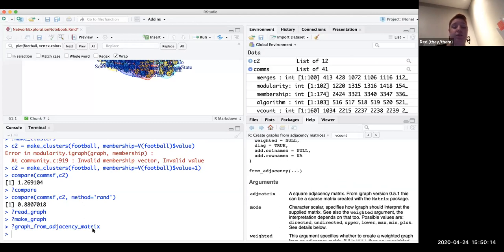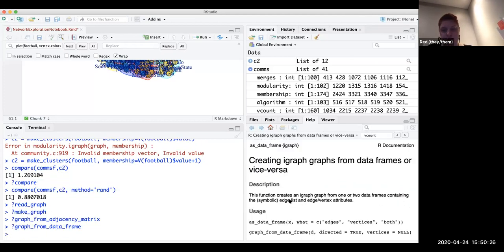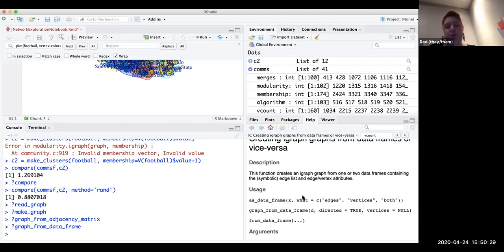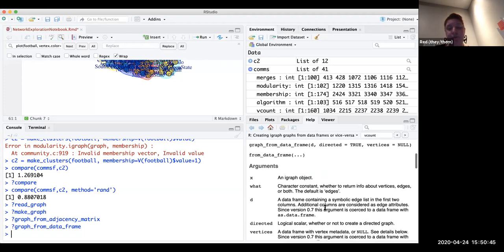Now, if you have an edge list, you can also use graph from edge list. You can also use graph from data frame. So let's look at that documentation because that's pretty cool. Generally, to create a graph from a data frame, I would have two different data frames. The first one being the edge list, with the first column being the first node, the second column being the second node, and the third column being the weight, and any other edge attributes in that particular data frame.